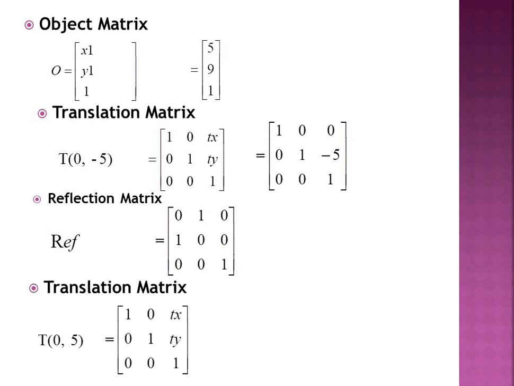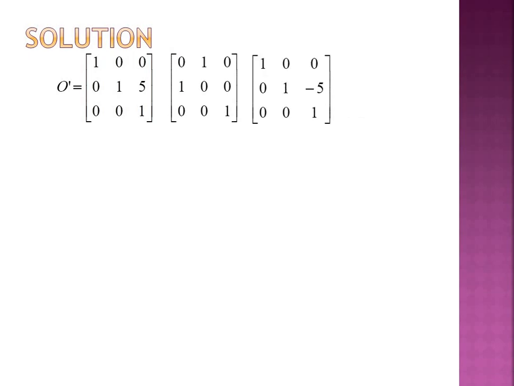Now the translation matrix. In this way we have already found all the matrices, we just have to arrange them and multiply the matrices. From right to left we will arrange all the matrices. At the rightmost position we will keep the object matrix, then we will apply the translation, then we will apply the reflection, and then again we will apply the translation in the reverse direction.